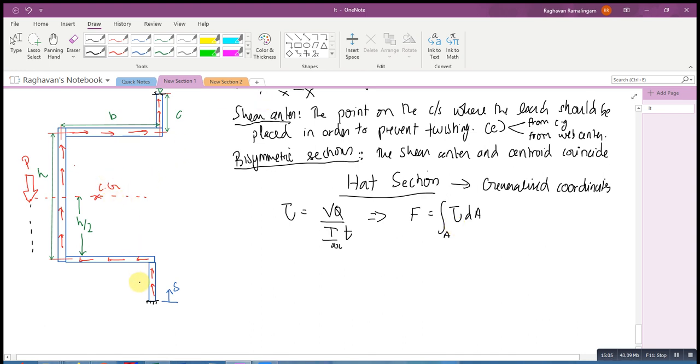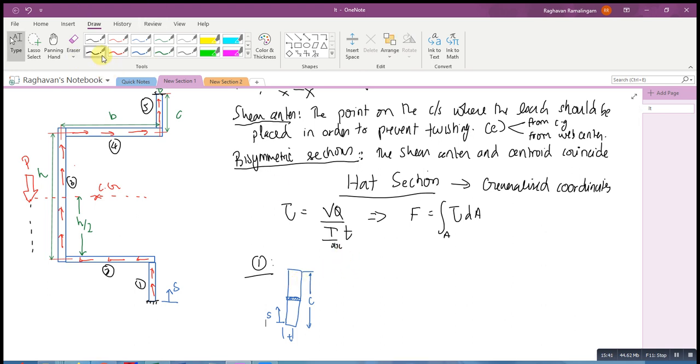I'll just label my parts as 1, 2, 3, 4, and 5. Okay, this is how I want to label my parts. Now, starting one by one, if I come to part 1, so part 1 is the one at the bottom. Okay, this part, which is of center to center dimension C, this is T, and we are of course measuring S from here. Okay, and you also know that Q here, which you need, is nothing but the first moment of your area up to this point.